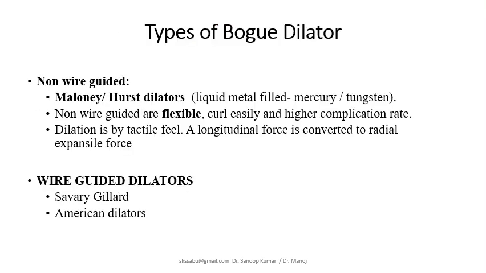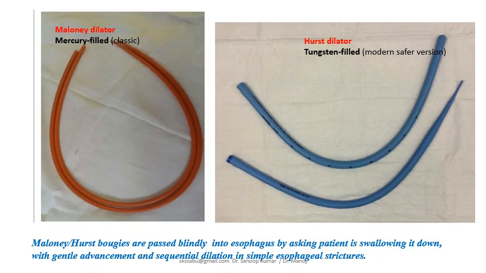Regarding the dilatation, we have two types of dilators as discussed previously. One is the Bougie dilator, second is the balloon dilator. Regarding Bougie dilators, there are two types: non-wire guided Bougie dilators and wire guided Bougie dilators. Commonly, most of us would have used and seen the wire guided Bougie dilators. The non-wire guided Bougie dilators are not commonly used, but for the purpose of exams, we should understand there are two types of non-wire guided Bougie dilators. They are Maloney, and second is Hurst. Basically, these are the non-wire guided Bougie dilators.